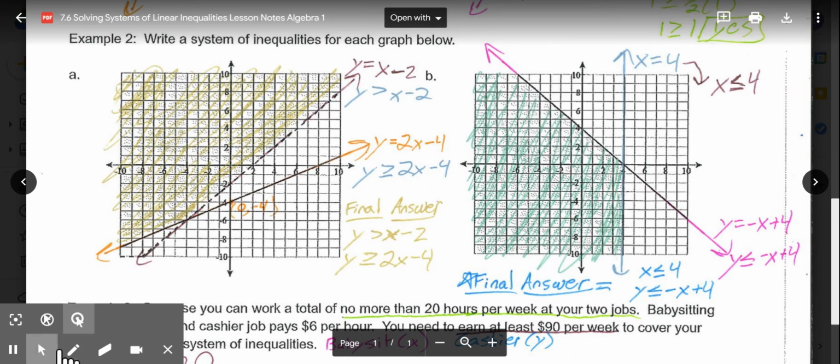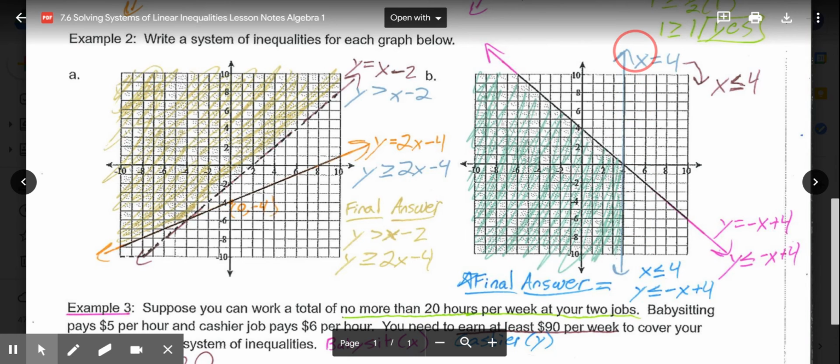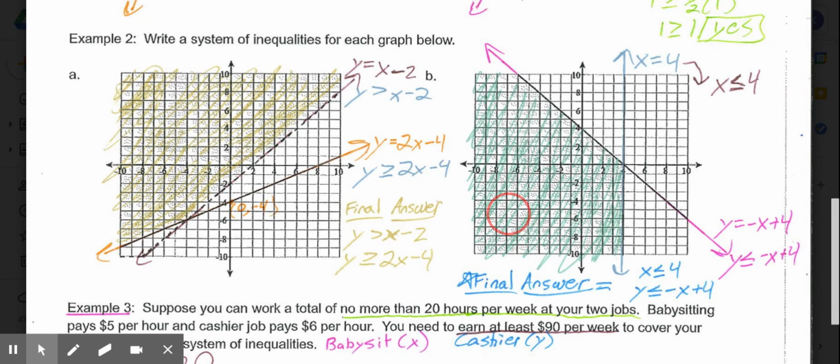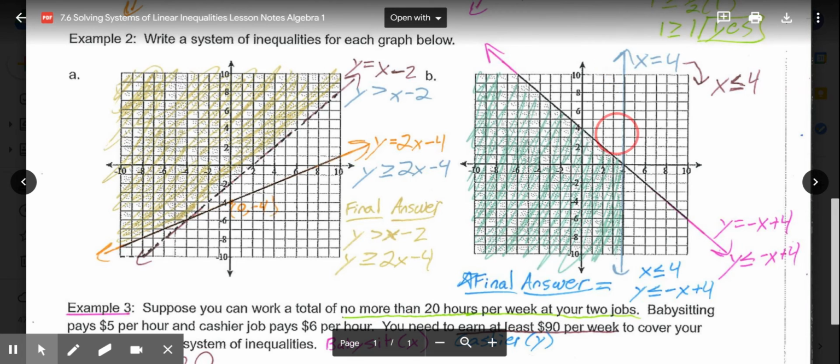If we look at the other equation here, first off, we'll start with the vertical line. Vertical line at x equals 4. Any vertical line is just x equals the number that it goes through vertically for the x value. So then it's a solid line, and our shading was to the left of it. Anything left of this vertical line would be less than, and because it's solid, it's less than or equal to, so x is less than or equal to 4.